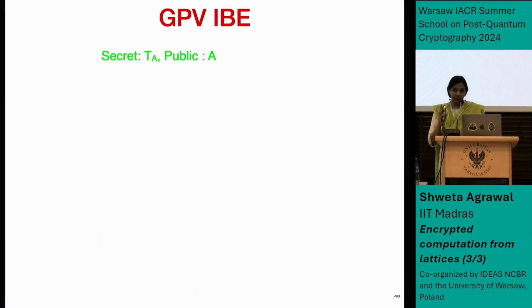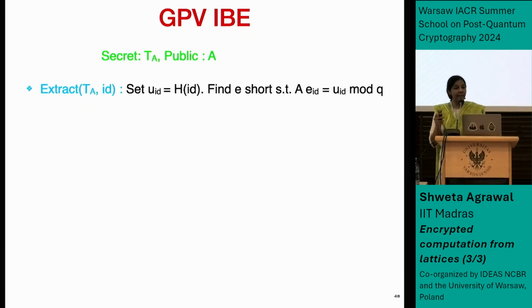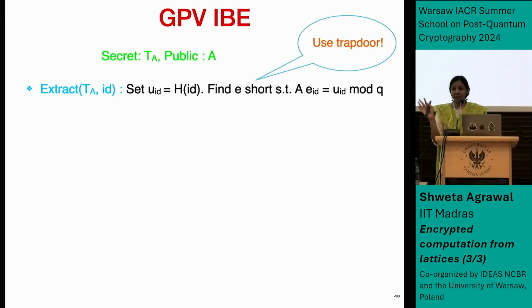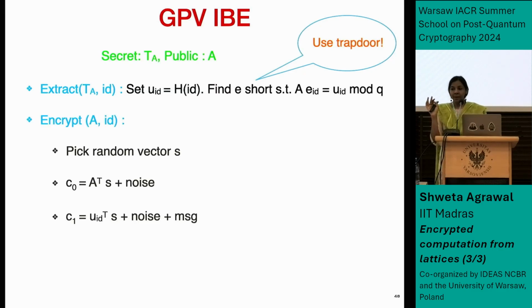To spell it out, the public key or the public parameters are the matrix A. The master secret is the trapdoor for A. Now in order to derive a key for some identity, I will set the corresponding U vector to be hash of the ID, and then I'll use the trapdoor to find a short E such that A times EID is UID. And the rest of it is exactly the same. The encryption will work exactly as before, again using UID as H of ID.